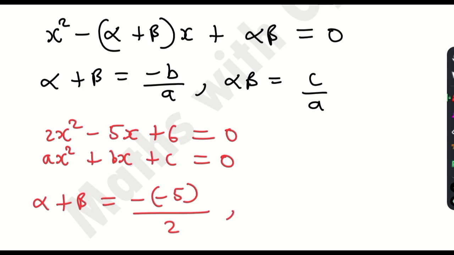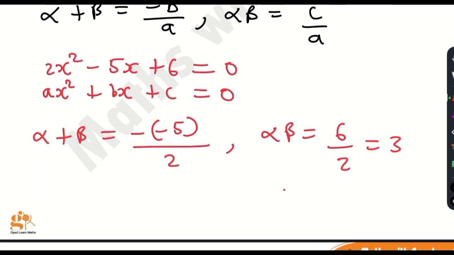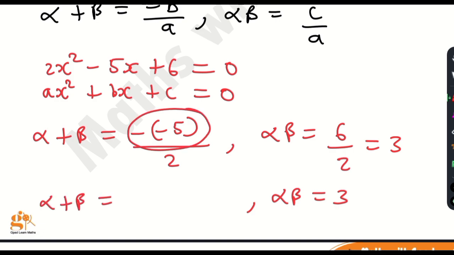Okay, then what about alpha beta? From what I have here, c over a. What is c? By comparison, c is 6. So that's 6 over a. What is a? A is 2 by comparison again. And 6 divided by 2 is 3. So alpha beta, the product, is 3. And the sum of roots is minus times negative 5, which is 5. So we have 5 over 2.